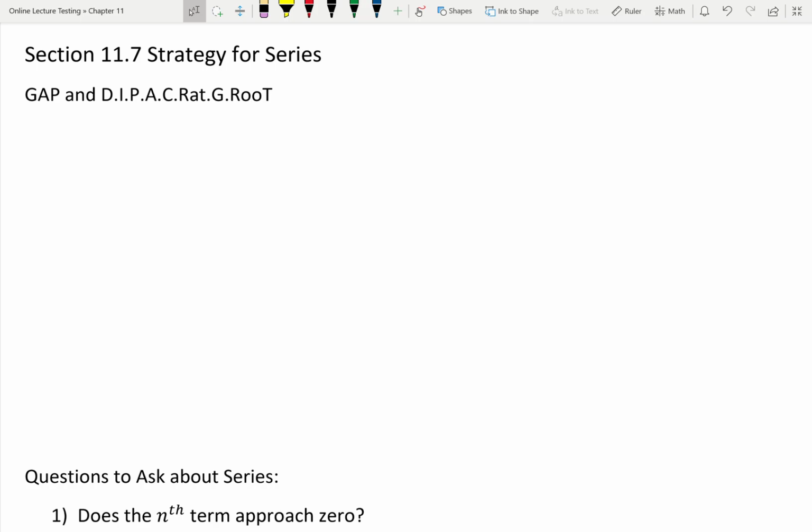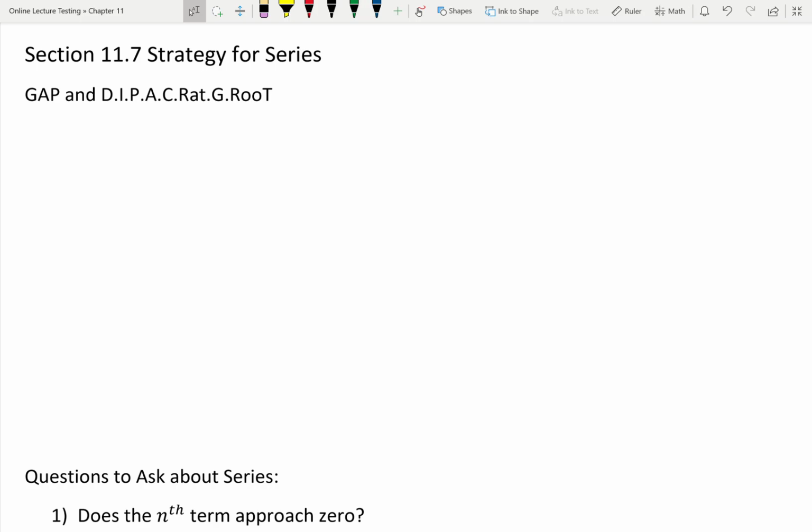So if we find out the limit of a sub n over b sub n, as n approaches infinity, is equal to some value c that is a positive finite number, then one of two cases happens: either a sub n and b sub n both converge or they both diverge.